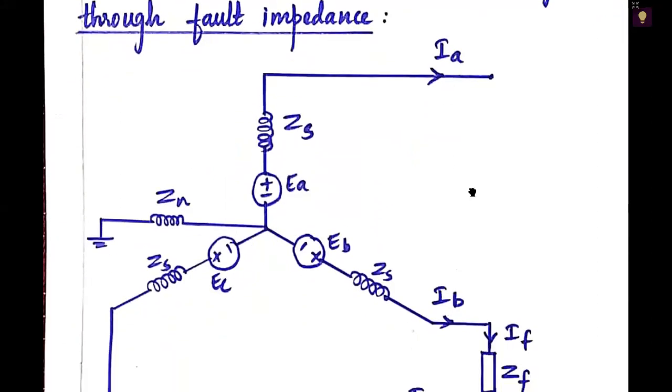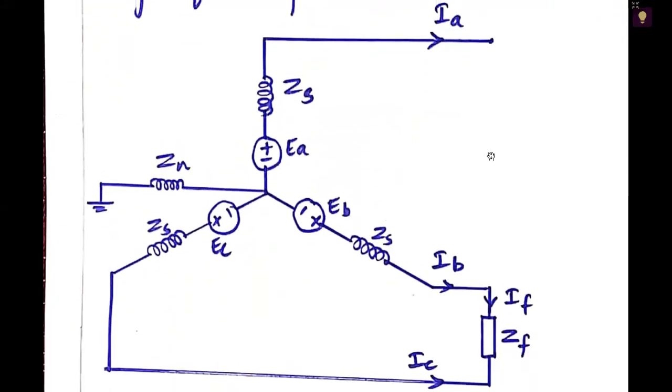So let us consider a three-phase generator whose neutral point is grounded through a neutral impedance Zn. This neutral impedance Zn is useful only for drawing the zero sequence network. A, B, C are the three lines or the three phases. Let IA, IB and IC be the currents through the three phases or the three lines.